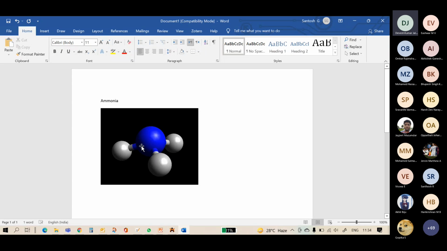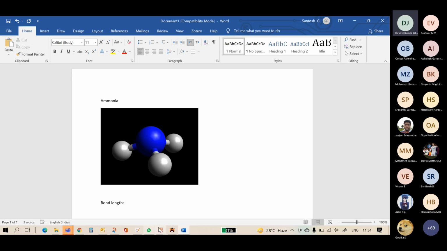Okay, so here is the molecule. Then I will write bond length. How many bond lengths will be there? There will be 3 bond lengths, right? So give the bond lengths.